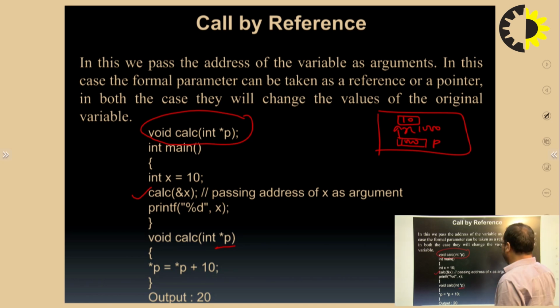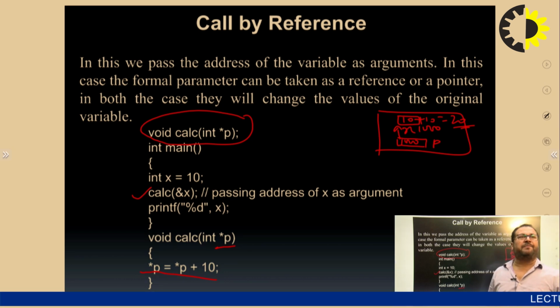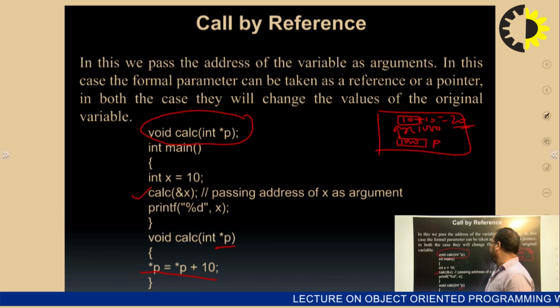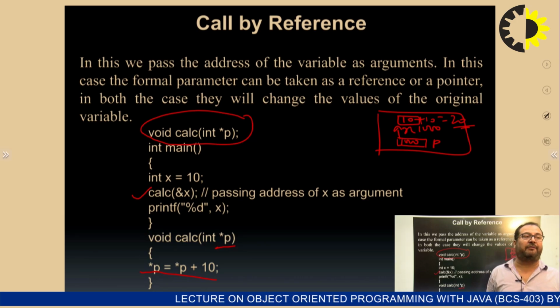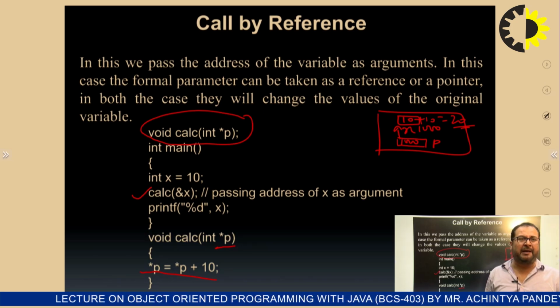x. Okay. Now this particular statement, star p means value at p, meaning value at 1000 will be value at 1000 plus 10, and value at 1000 is what? 10. Okay, plus 10. So automatically it will be evaluated as 20. Now if we print x, then this will simply print 20. But if we call by value, then it will not print 20. It will simply print 10.